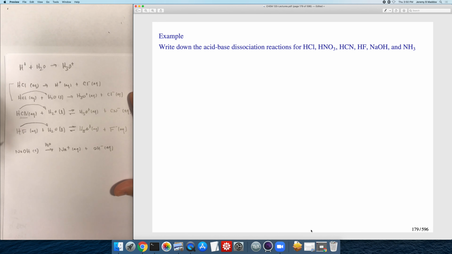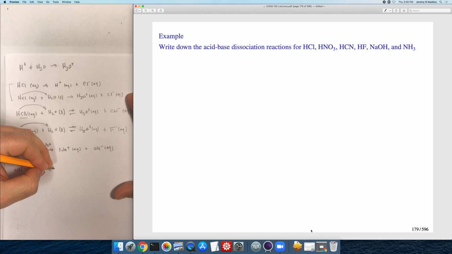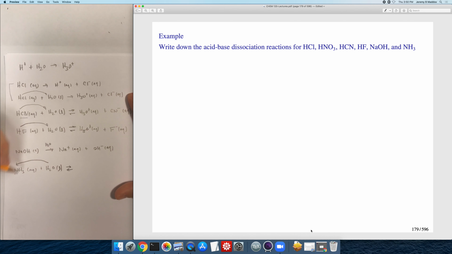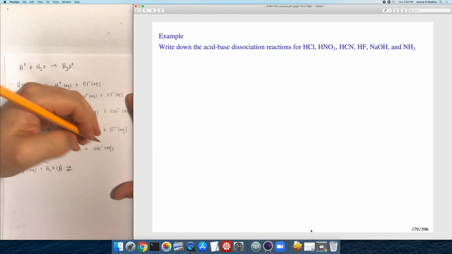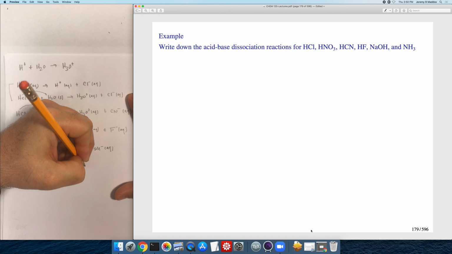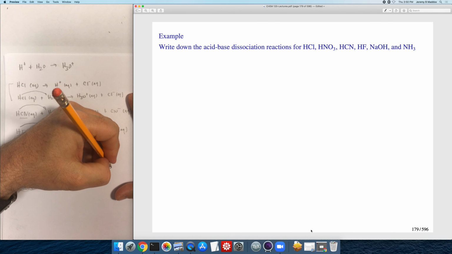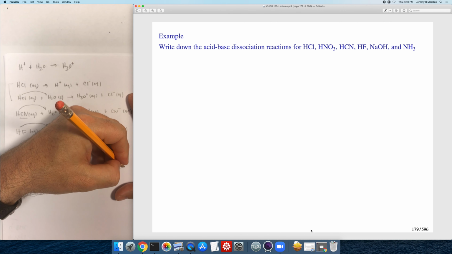We've already seen the ammonia reaction, but it's important enough that I will write it again. Ammonia reacts with water. The base accepts a proton from the water. It's a weak base, so I use a bidirectional arrow. This is going to produce the ammonium cation, and it's going to leave behind hydroxide.